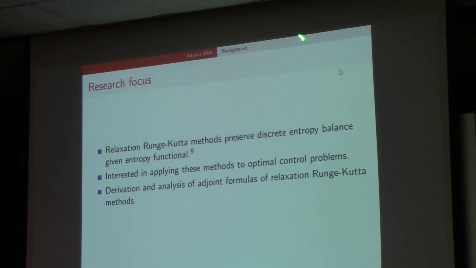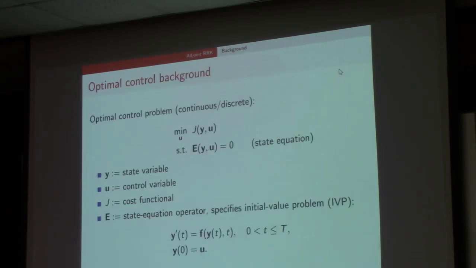So relaxation Runge-Kutta methods preserve discrete entropy balance given an entropy functional. This is work by Ketcheson and Ranocha. So I'm interested in applying these kinds of methods in an optimal control setting. So specifically, I need to compute derivatives or adjoint formulas for these relaxation Runge-Kuttas. So again, back to optimal control, we have a functional we want to minimize. We have a state equation we want to solve. Let's suppose your state equation is a first order ODE, a system of ODEs. For simplicity, that your control variable is the initial condition.